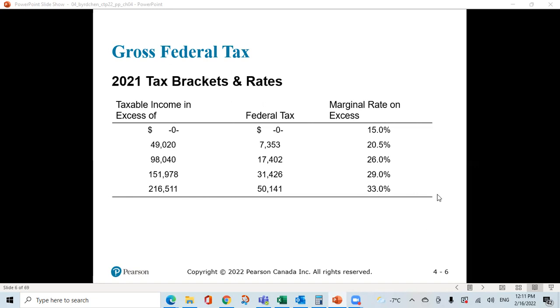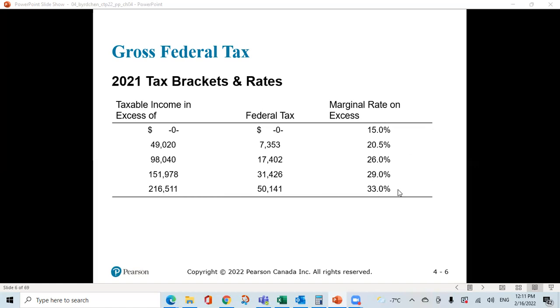We can see from the charts it starts at a low rate of 15% and then increases to a high of 33% as the individual's taxable income increases. So we can see that there are actually 4 different tax brackets in 2021. If your income is in excess of $49,020, your federal tax to pay is $7,353. So that marginal rate is 20.5%. For individuals, income enters the highest 33% bracket.